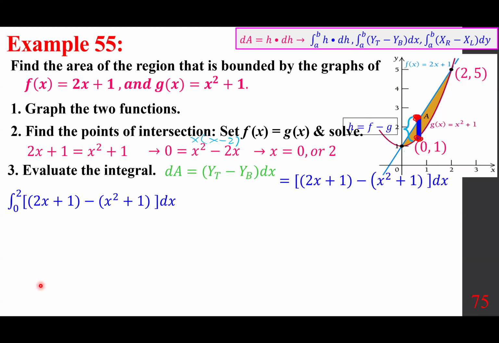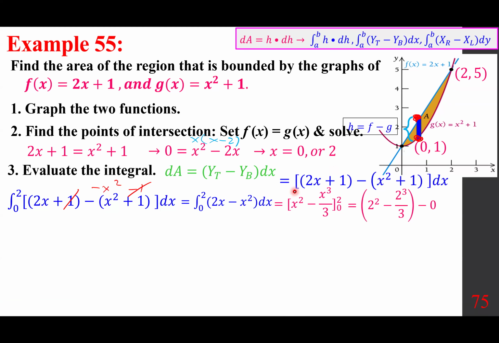So this one is minus x squared minus 1. The 1s cancel each other. 2x minus x squared. The antiderivative is x squared minus 1/3 x cubed from 0 to 2. Now you plug in 0, doesn't do anything. Just plug in 2. You get 2 squared minus 2 cubed over 3. This is 4, this is 8/3, and it becomes 4/3. And believe it or not, you're done.